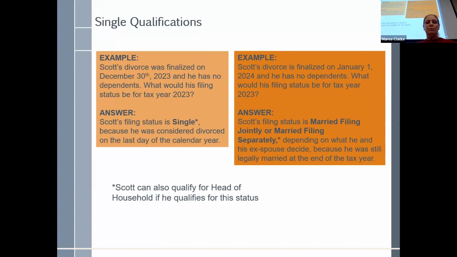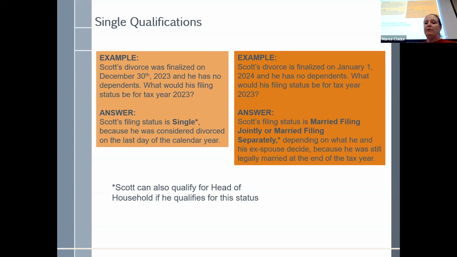So a couple of examples. Scott was married, but he got divorced on December 30th. He has no children. What would his filing status be? And the answer is single, right? Because he was divorced on the last day of the year. So for tax purposes, it doesn't matter what else happened during the course of the year. What matters is that very last day of the year. Are you married or not married?